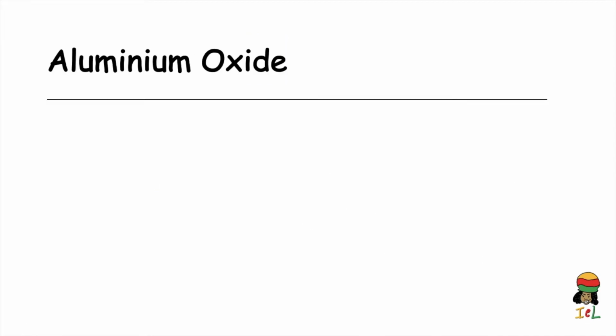The second example is aluminium oxide. Oxide indicates the presence of oxygen. Therefore, the atoms of interest are aluminium and oxygen. So let's go to the periodic table to get the symbols and stability numbers for these two atoms.